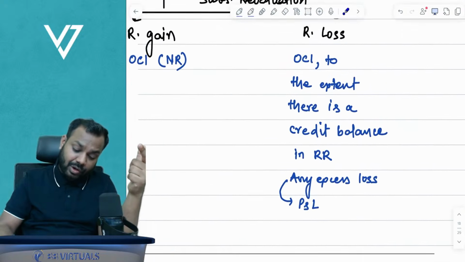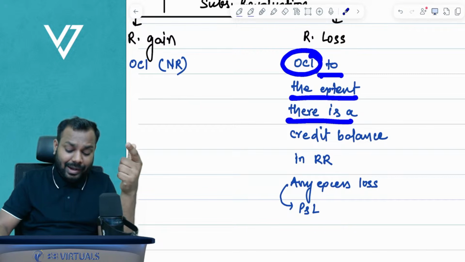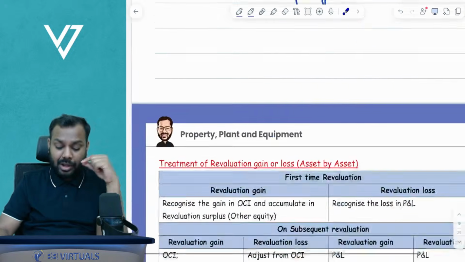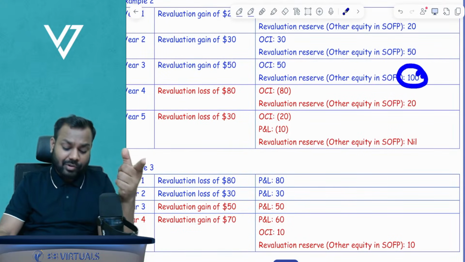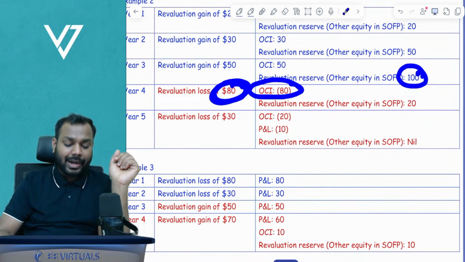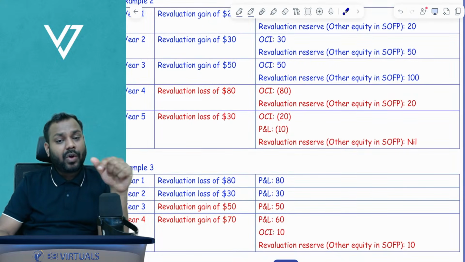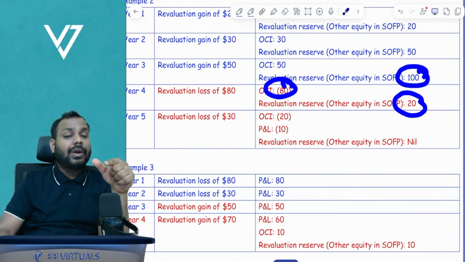See, revaluation loss also goes to OCI, but to the extent there is a credit balance in revaluation reserve. What is the credit balance in revaluation reserve? 100. What is the revaluation loss? 80. So the whole amount of revaluation loss, 80, will go to OCI. And what would be the balance of revaluation reserve now? 100 minus 80 is 20.